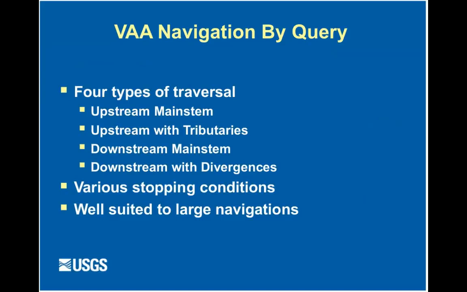So the NHD Plus has a tool that can do network navigation using queries, and it can do these four types of navigation: upstream main stem, upstream with tributaries, downstream main stem, and downstream with divergences. The tools support a variety of stop conditions too, like stopping the trace after going 50 miles upstream, for example. And finally, because these are all database queries, they're really fast and they can work efficiently on really large navigations.